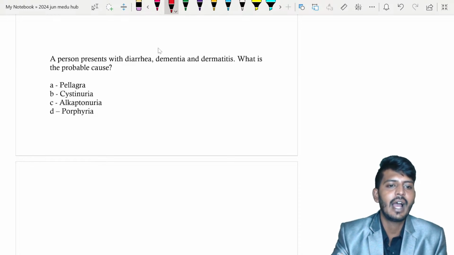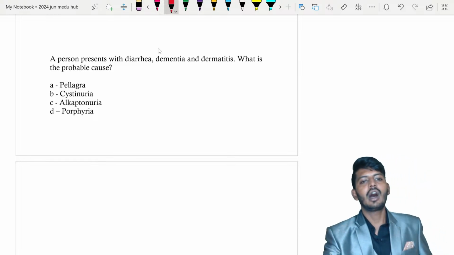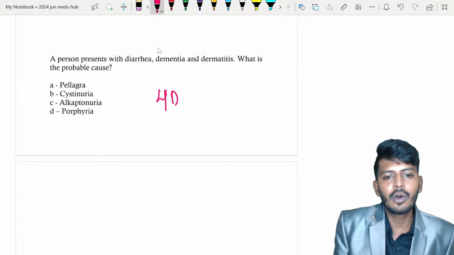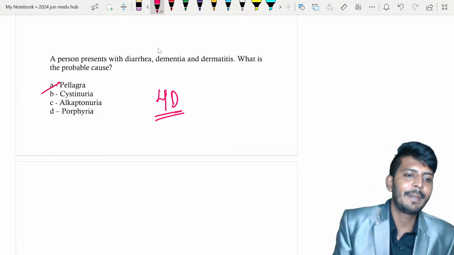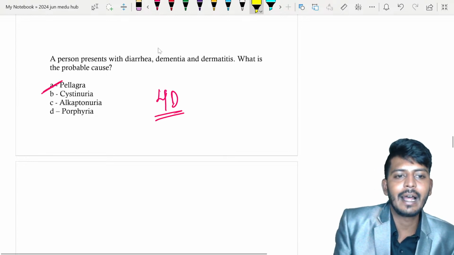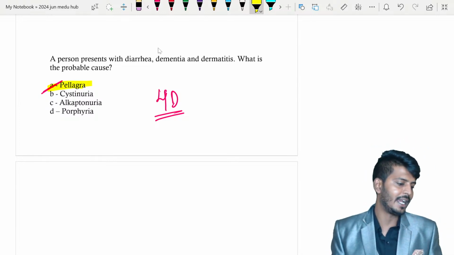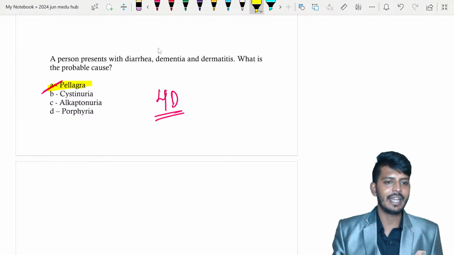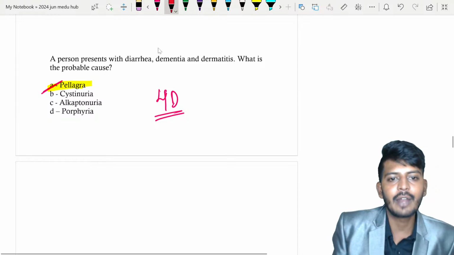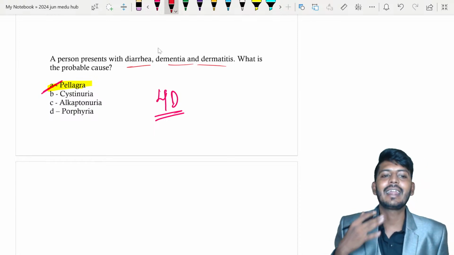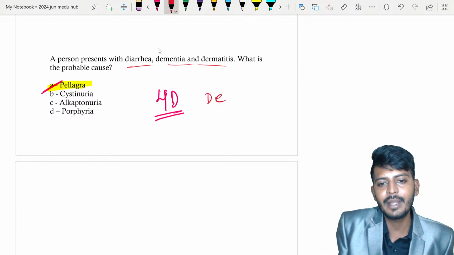Pellagra, cystinuria, alkaptonuria, porphyria. So all of you know the 4D disease. What is that? The 4D disease is called pellagra. What is pellagra? 4Ds: diarrhea, dementia, dermatitis. So these 4Ds are the clinical features of pellagra. Pellagra will occur as a result of deficiency of which vitamin?